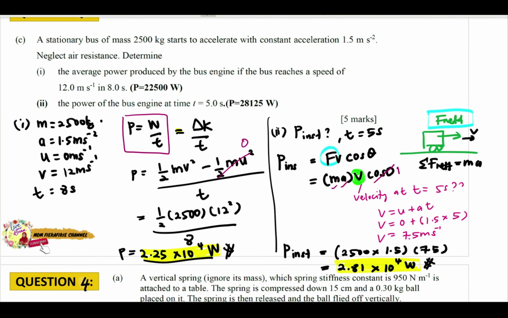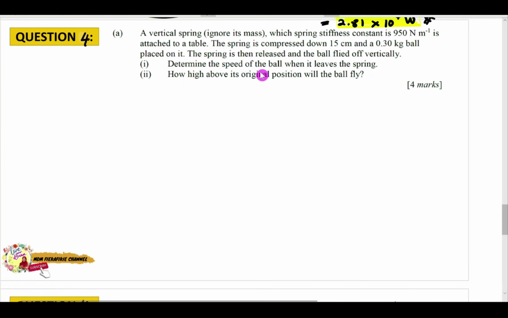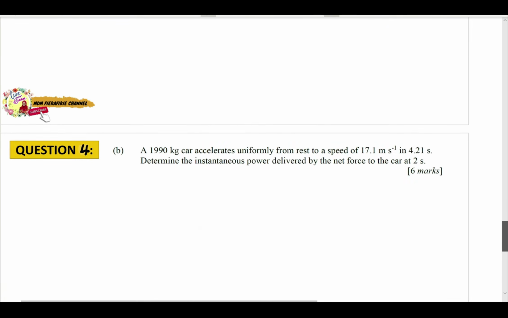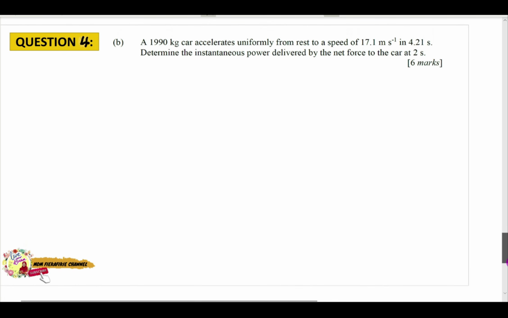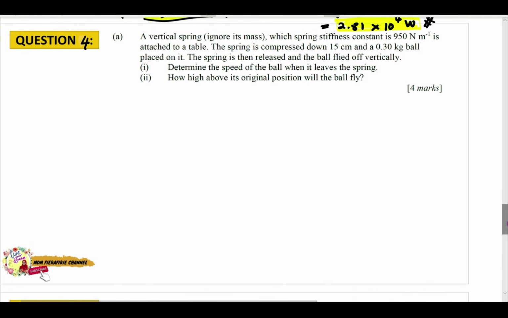So, let's proceed to question number 4. Alright, question number 4. So, here we have 2 parts. So, for A, we have 4 marks here. And then, we proceed to 4B. So, here we have 4B, which is 6 marks. Okay. And that's all for this video. Okay. So, let's start with the first question.